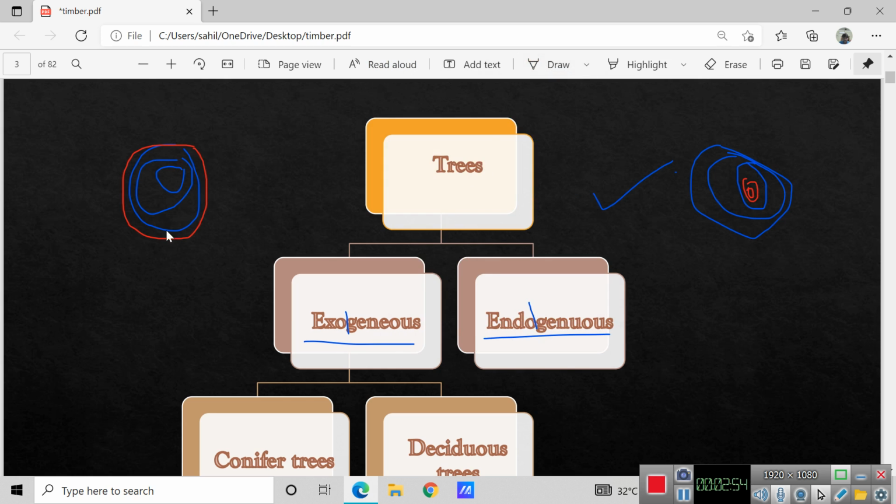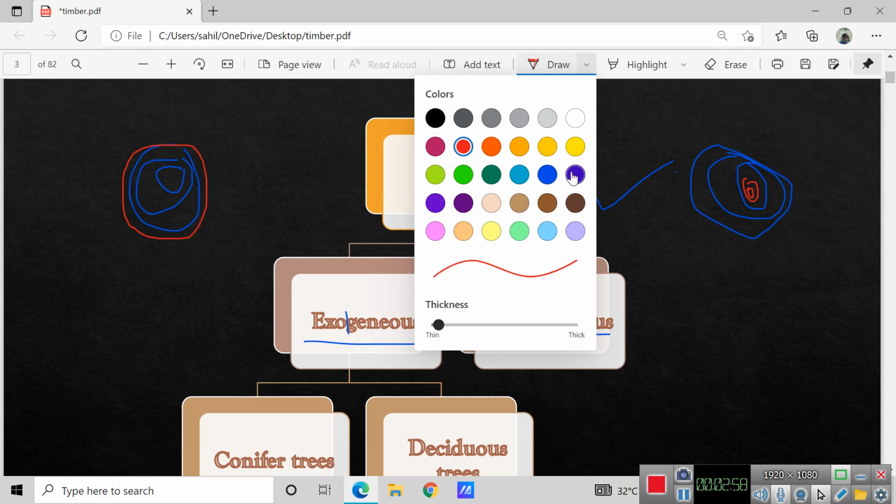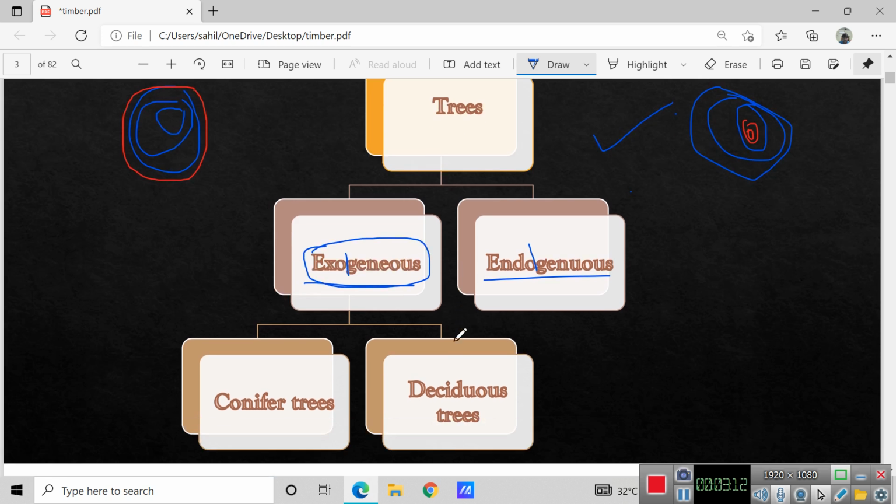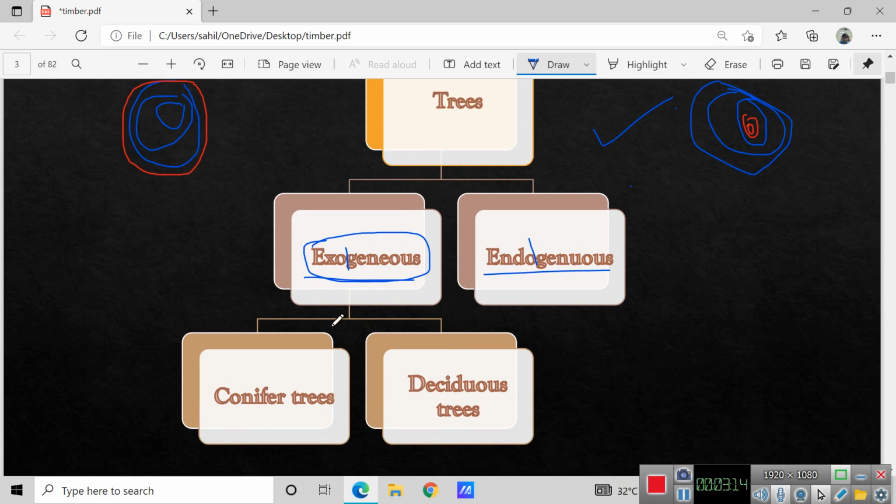Now, the strength of exogenous trees is greater than that of endogenous trees. Therefore, in most engineering uses, exogenous trees are used. Therefore, for engineers, endogenous trees do not have such significance. Now, exogenous trees can be further divided into two divisions, that is conifer trees and deciduous trees.